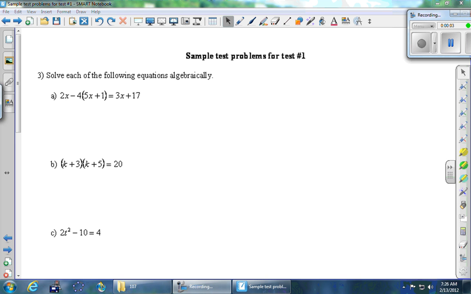This is problem number 3 on the sample test problems for test number 1. Solve each of the following equations algebraically. Part A, 2x minus 4 times (5x plus 1) equals 3x plus 17.